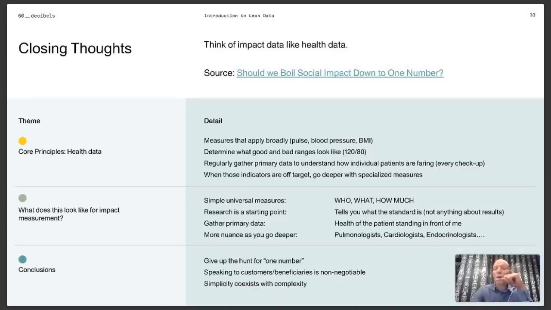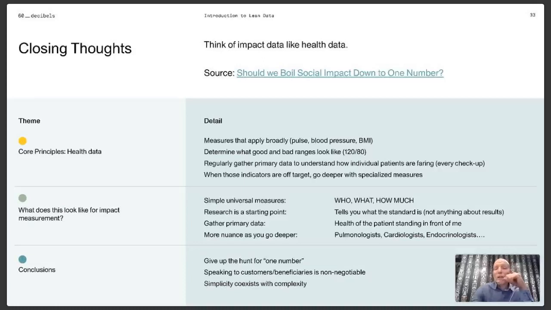Yet in social impact measurement, what we often say is typically a company like this does this. That was our solar panel example. That's great information to know what the standard is, but we need to know what happens for that individual company. And finally, if you're outside of the range, you'll go deeper for further tests. So that's what normal everyday healthcare looks like.